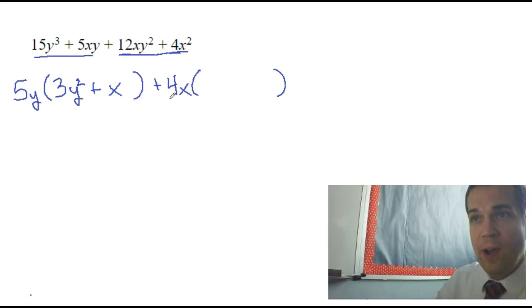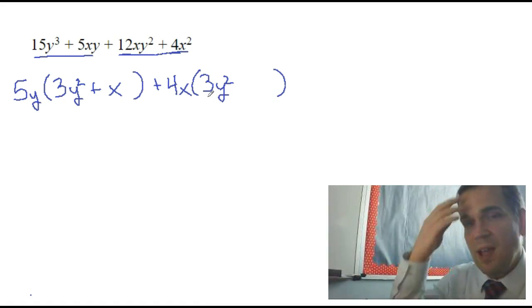What would I multiply 4x by to get 4xy squared? Well, again, taking it one at a time. If I have a 4 and I want to get up to 12, I'd have to multiply by 3. To get an x, I've already got that x. I don't need to include any more x's in this portion because I'll have a 12x. But I do want to get that y squared, so I'll have to put a y squared in here.